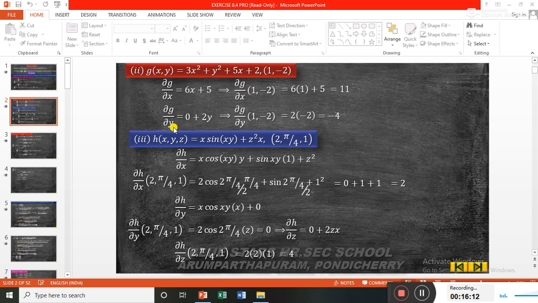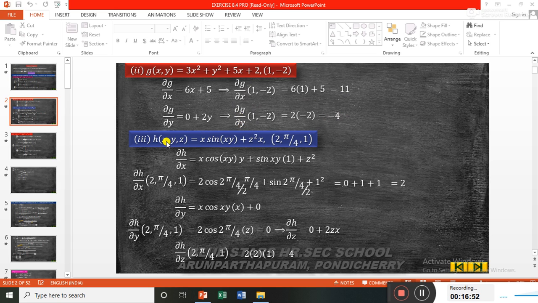Next, ∂g/∂y. Now I differentiate g with respect to y. The first term has no y term, so it is 0. Next, the second term y square: the differentiation of y square is 2y. Next, there is no y term in the last term, so it is a constant and 0. So 0 plus 2y equals 2y. Now I substitute the point (1, −2). Therefore 2 into the y point, which is minus 2, so minus 4. Therefore ∂g/∂y equals minus 4. So we calculated ∂g/∂x equal to 11 and ∂g/∂y equal to minus 4.